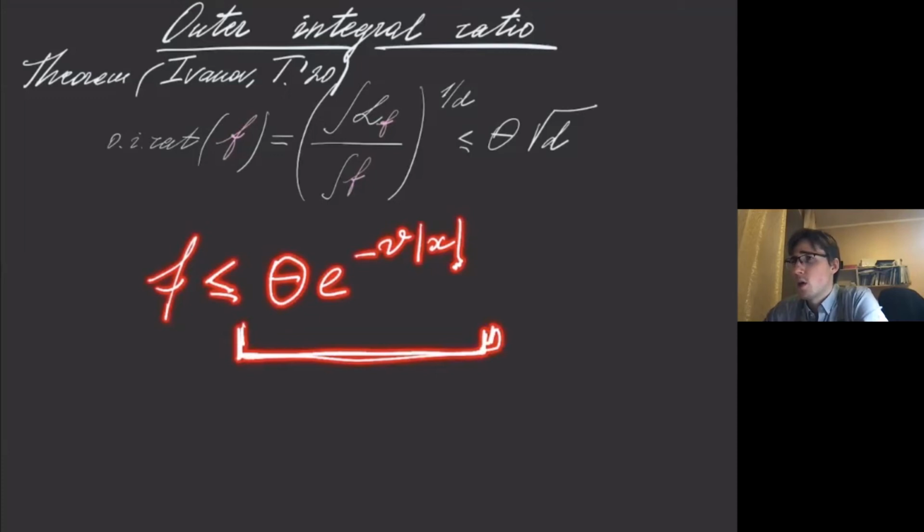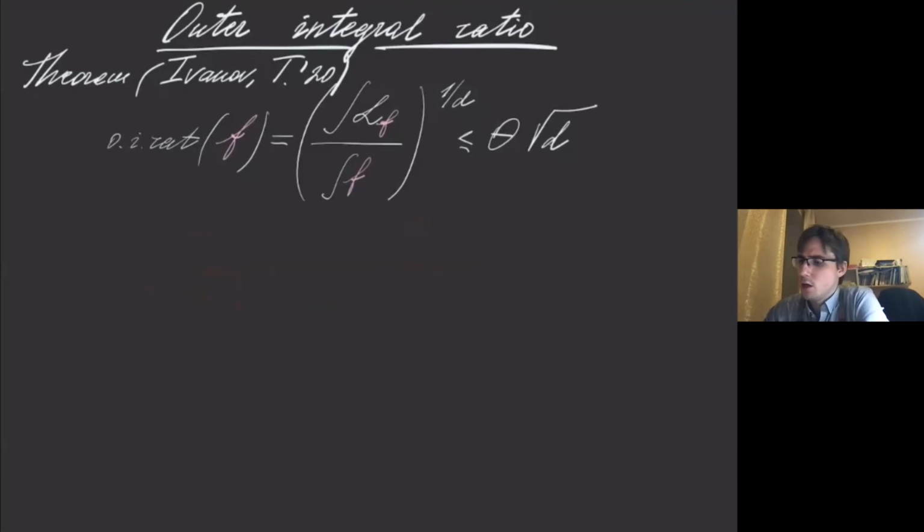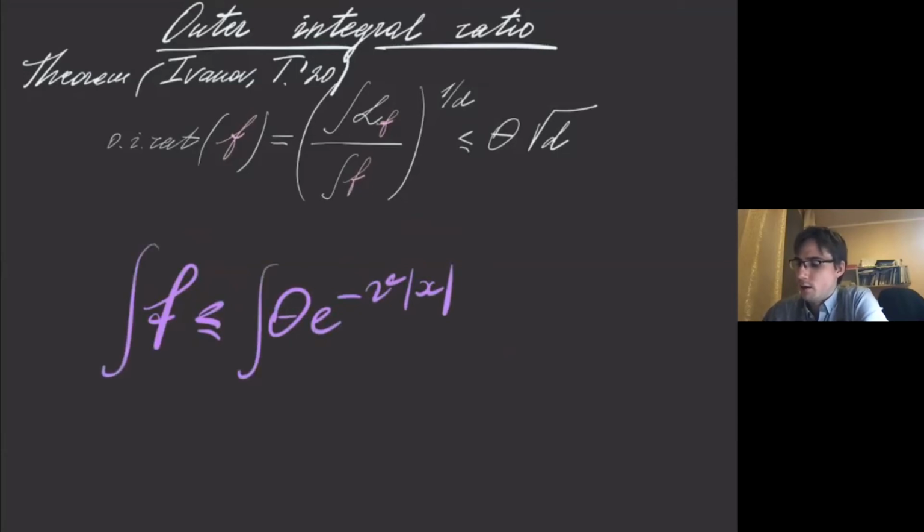And what is the upper bound on this minimal integral? Well, actually, if you write something like theta e to the minus vx, and then you integrate this, then this inequality implies that the upper bound on the minimal integral, such that this inequality is true, is some constant times d to the d over 2.